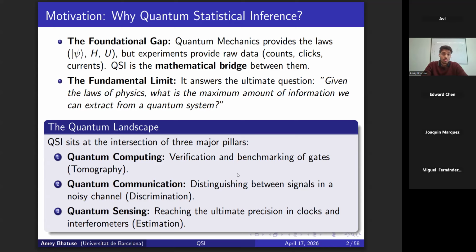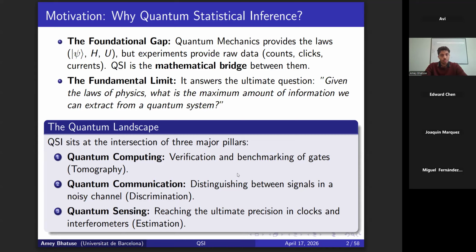And through this, we are trying to answer a fundamental question: given the laws of physics, what is the maximum amount of information we can extract from a quantum system? That is basically asking, from your experimental data, how much can we understand about the underlying quantum system? And so QSI sits at the intersection of three major pillars in the whole quantum landscape.